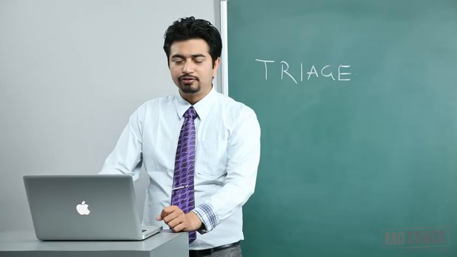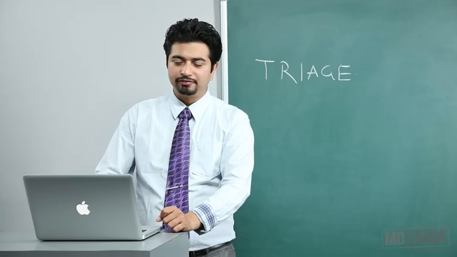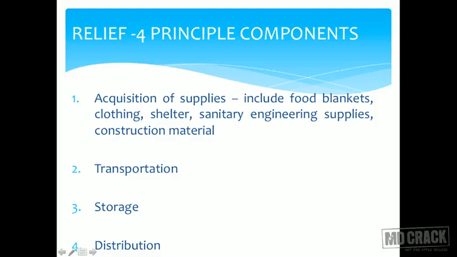Four principal components are there in the relief phase. First is acquisition of supplies, including food, blankets, clothing, shelter, sanitary engineering supplies, construction material, and practically a lot of other things. Again, depending upon what type of disaster you are talking about, a lot of supplies come.